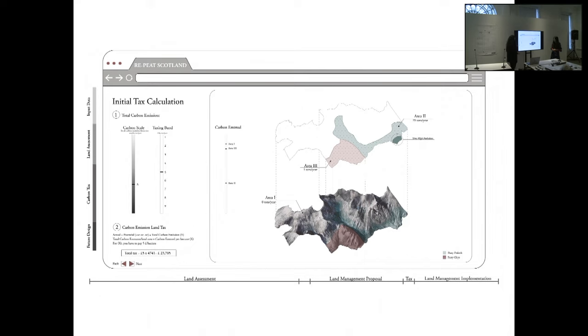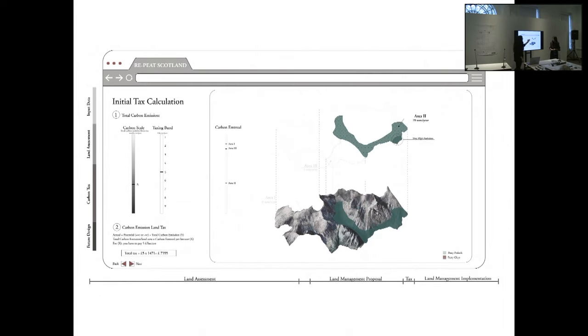So after the low-tech assessment and the results and the high-tech one that have been explained previously, we get to the part of the carbon tax calculation. An initial tax at this stage is calculated where the site is divided into areas, each one specifying how much carbon is being emitted. The platform also provides a carbon scale and a taxing band.